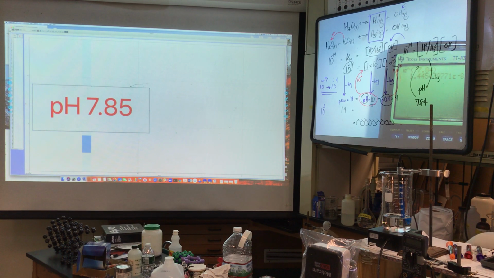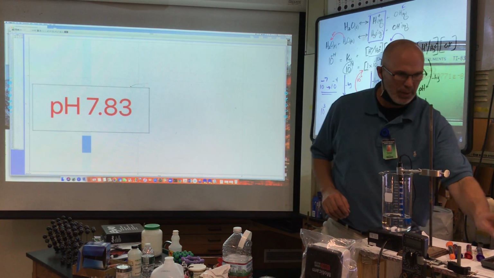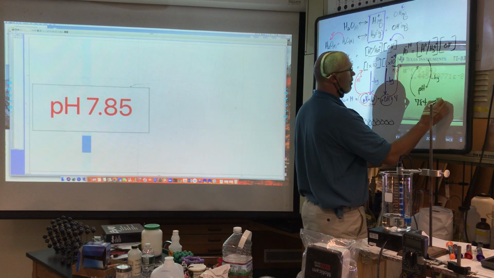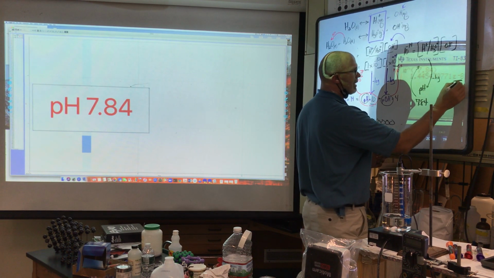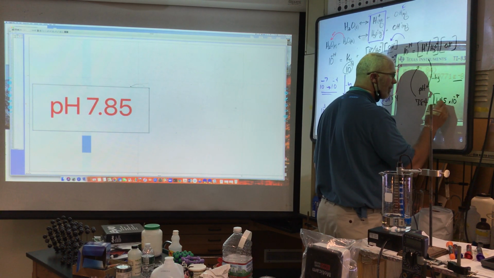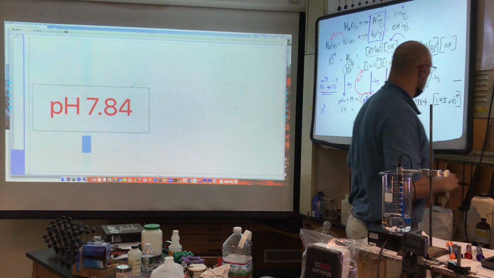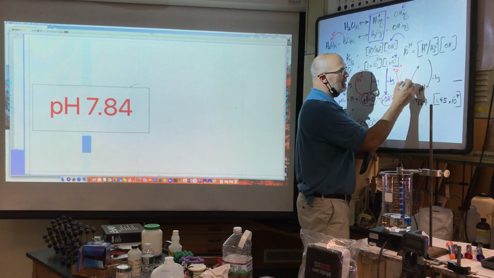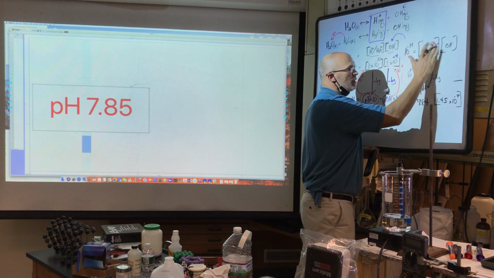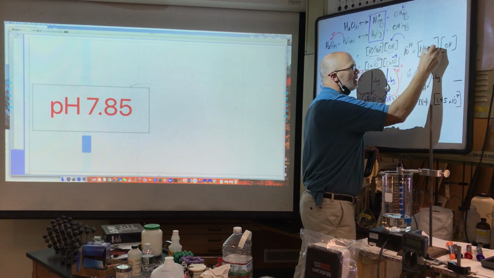Okay, and so what I get, party people, is 1.4, I'll round to 1.45. This e to the negative 8 just means 10 to the negative 8. Party people, that is my concentration of my H plus or H3O plus. So to go back, I did 10 to the negative x, 10 to the negative 7.84, and now my concentration is 1.45 times 10 to the negative 8.